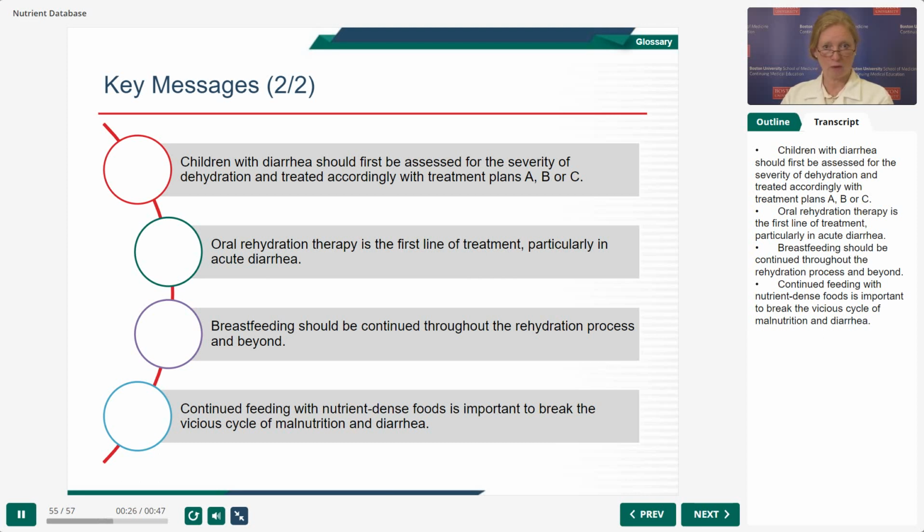ORS is the first treatment approach in acute diarrhea. Remember, breastfeeding is key. You should continue it through the rehydration process. And what you want to do also is to continue feeding with high-calorie feeds, and you want to start that within the first 4 to 6 hours, depending on their age.